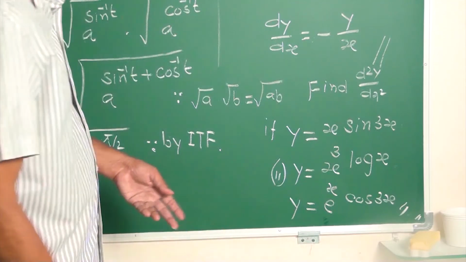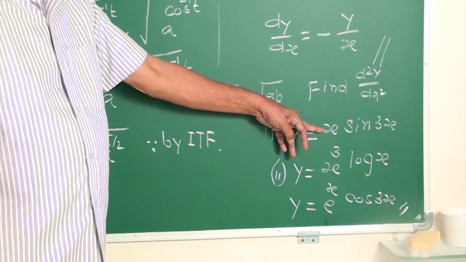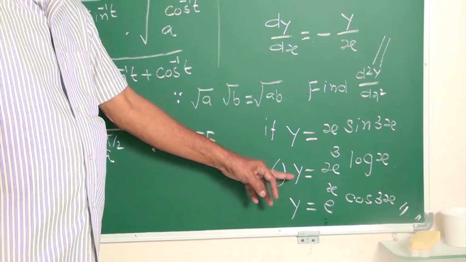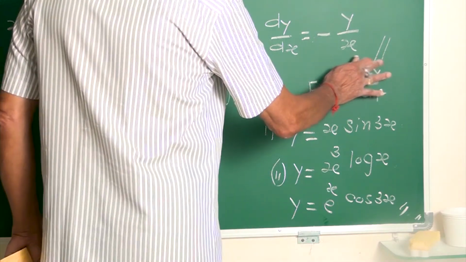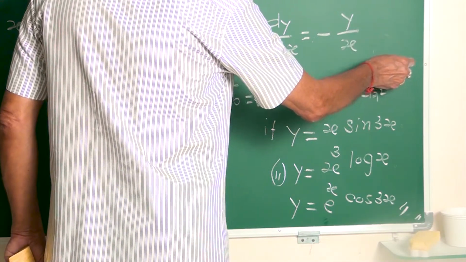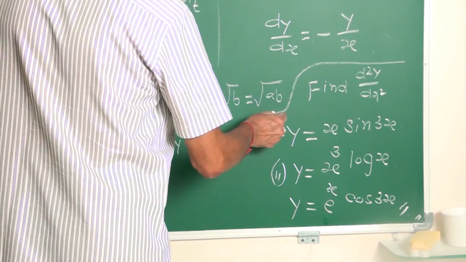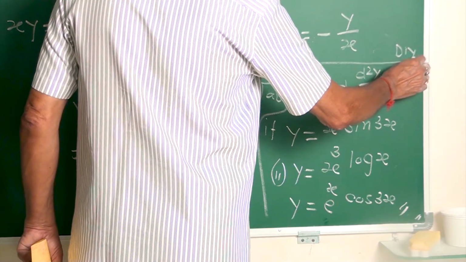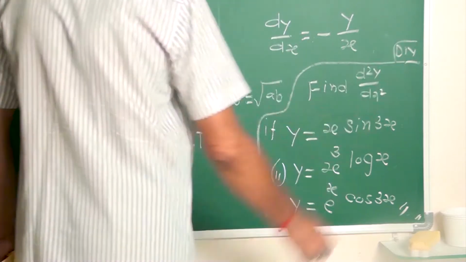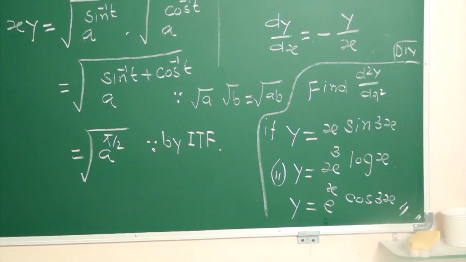Yes, in this case, my friends, you have to make use of the product formula. You have to find d2y by dx2. DIY. These are some examples, my friends, under 2-mark questions.